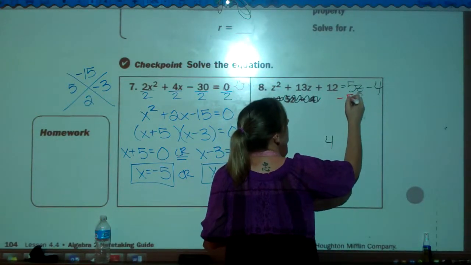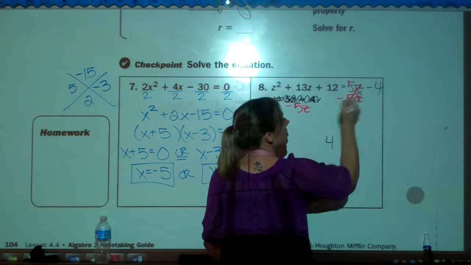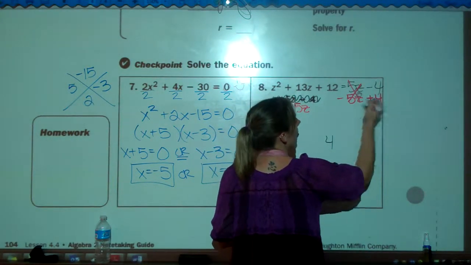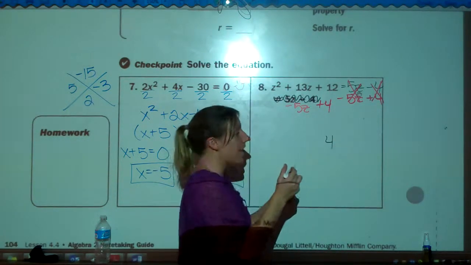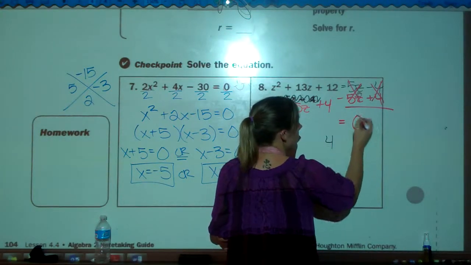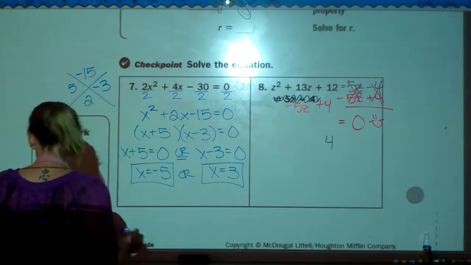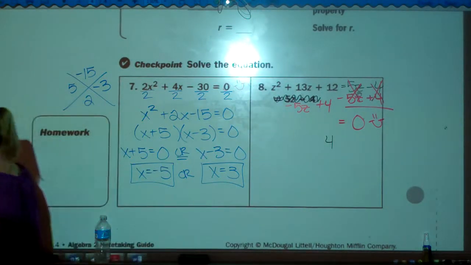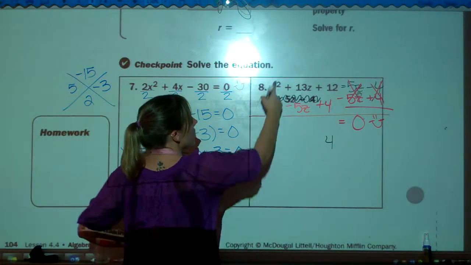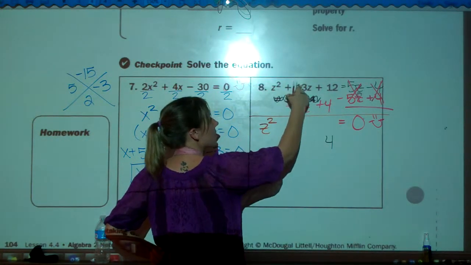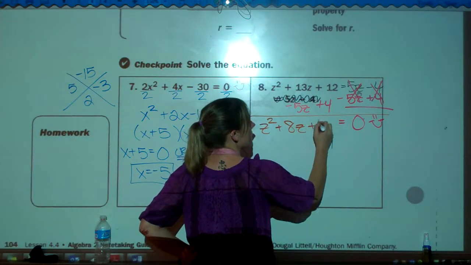So to do that, we need to subtract the 5z from the 13z, because you want opposites. And then since it's minus 4, you want to add 4 to the 12 so that both of those terms cancel out, because when you do that, you'll finally get equals 0. You really want that 0. It's the only way you can solve these, okay? So when you do that, the z squared comes down. 13 minus 5 is 8z, and 12 plus 4 is 16.